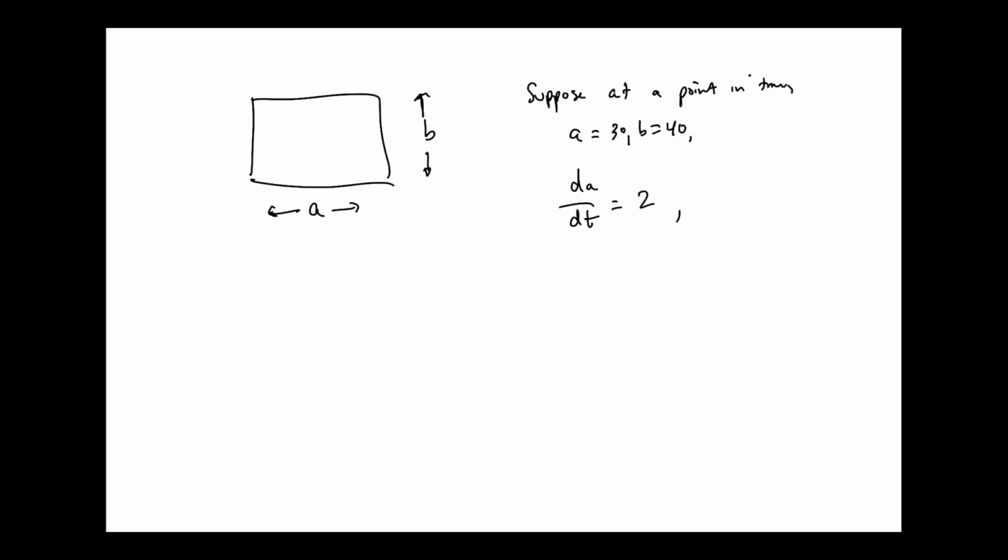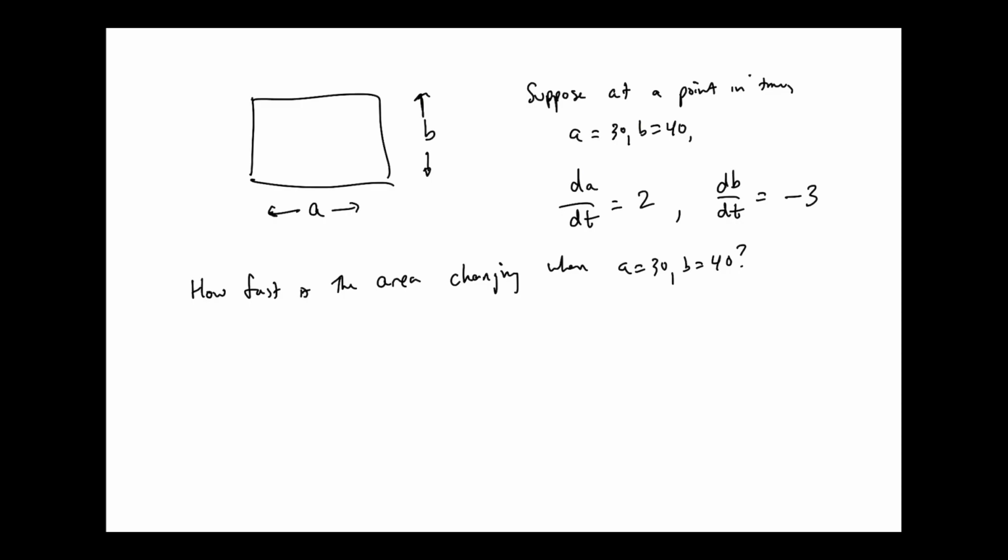And then if B is changing at a rate of 3 units per second, sorry, decreasing at a rate of 3 units per second, then what am I going to write here? dB dt is, yeah, -3. Okay, so that's our setup. And so what we want to know is how fast is the area changing when A is 30 and B is 40?